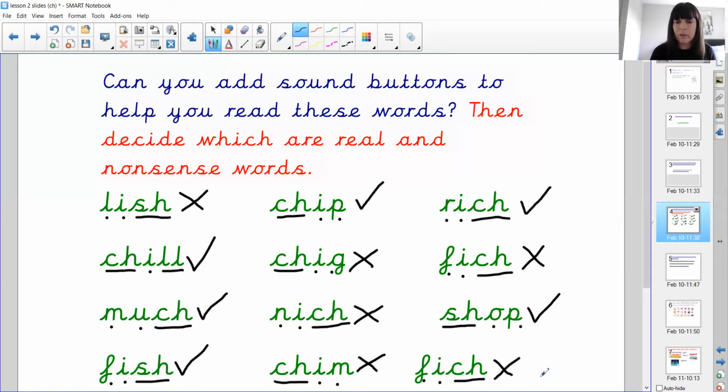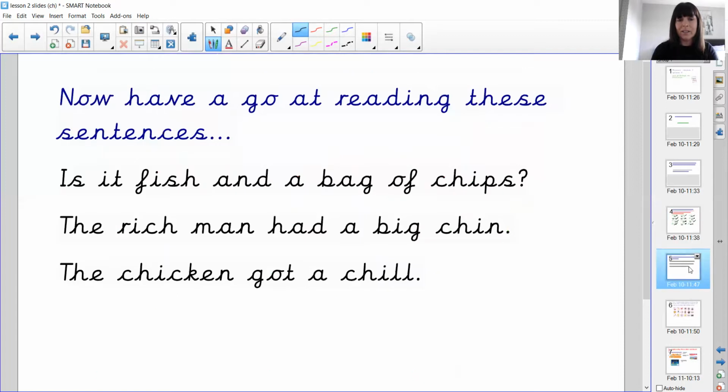Hopefully you got all of those. You got the sound buttons correct on those. Hopefully they've really helped you to read the words. And then did you get the real and the nonsense words right? Hope so. Well done. Right, now moving on to this one.